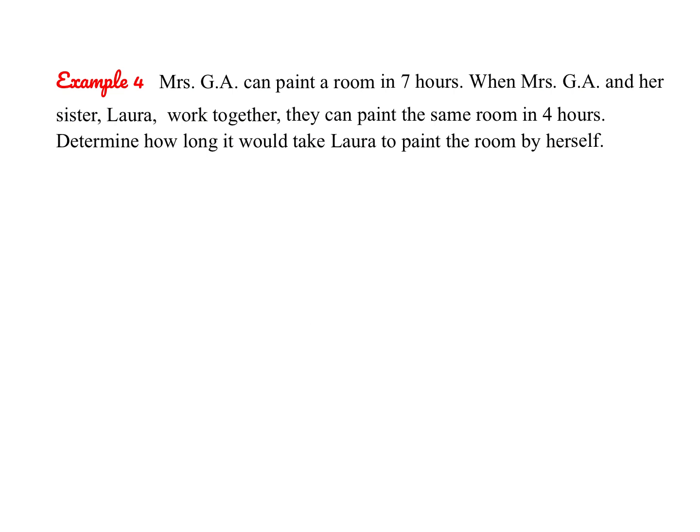All right, we're going to try one more problem together. So this says Mrs. GA can paint a room in 7 hours. When Mrs. GA and her sister Laura work together, they can paint the same room in 4 hours. Determine how long it would take Laura to paint the room by herself. So since they are asking for us to determine how long it would take for Laura to paint the room, that's how we can define the variable. Let's say x equals the hours it takes Laura to paint the room.